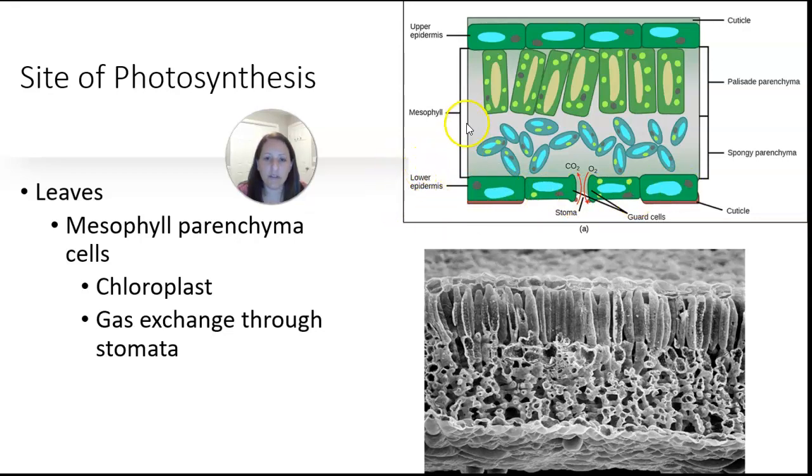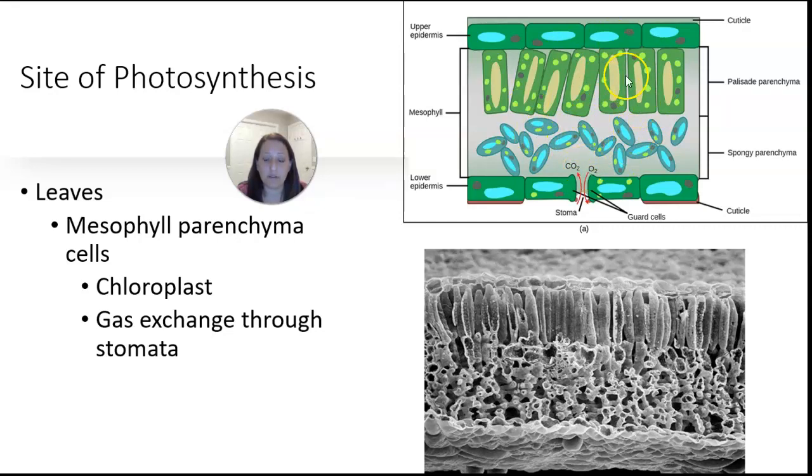Okay, all of the cells in between the upper and lower epidermis are going to be called the mesophyll. And in some leaves, the mesophyll gets split into what's called the palisade and the spongy layer. The cells in here are called parenchyma cells. And you'll see these green dots scattered.